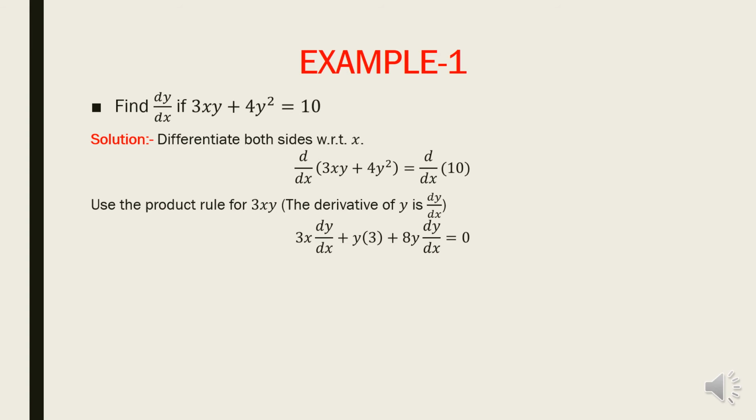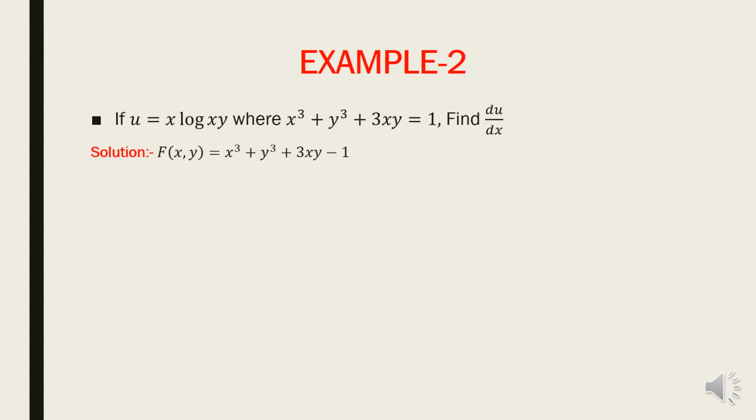Use the product rule. First function constant 3x into dy by dx plus y into derivative of 3x, which is 3, plus derivative of 4y square is 8y dy by dx. 10 is a constant, therefore its derivative is equal to 0. Collect all the terms of dy by dx, that means 3x plus 8y into dy by dx is equal to minus 3y. So dy by dx is equal to minus 3y upon 3x plus 8y.